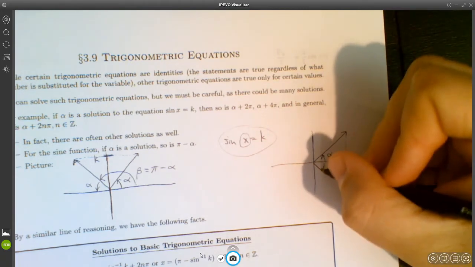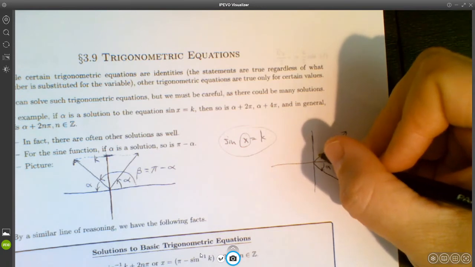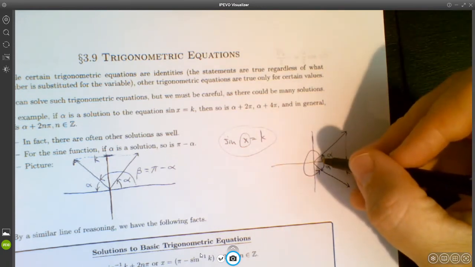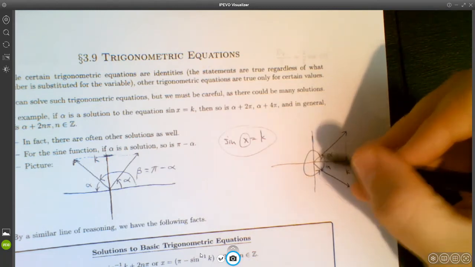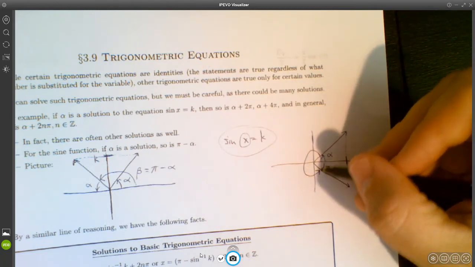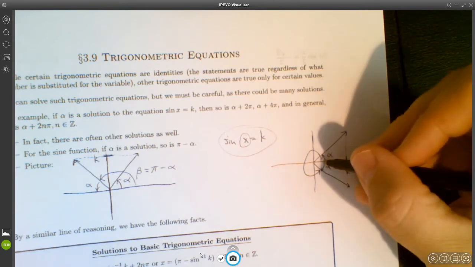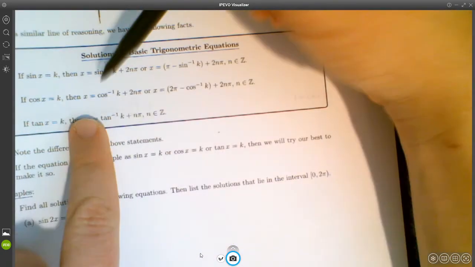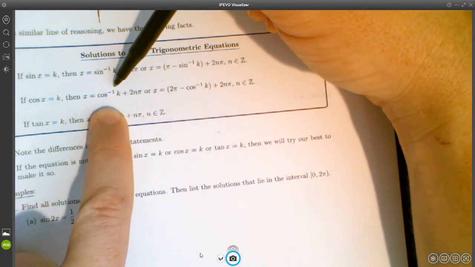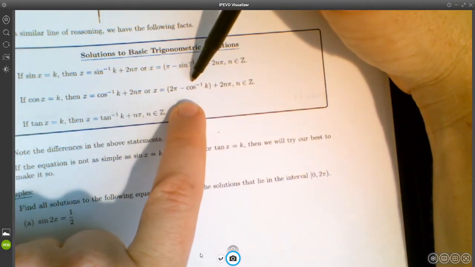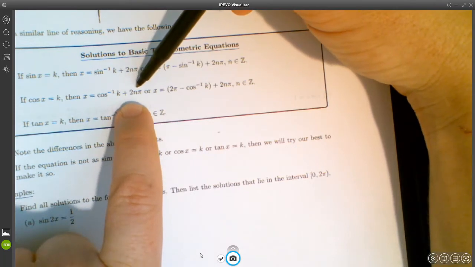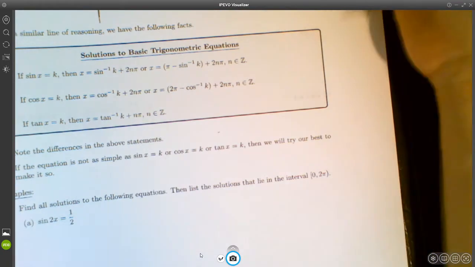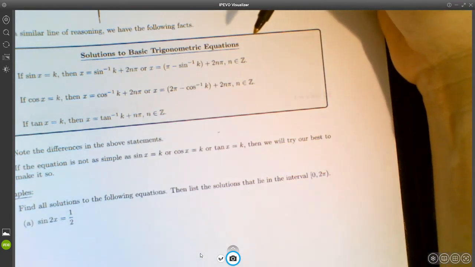Whose reference angle is also alpha, but the angle itself would actually be 360 degrees minus alpha. Or in other words, it would be 2 pi minus alpha. So for the cosine function, the two solution sets that you get are cosine inverse k and 2 pi minus cosine inverse k. And then, of course, every integer multiple of 2 pi is also going to be a solution.